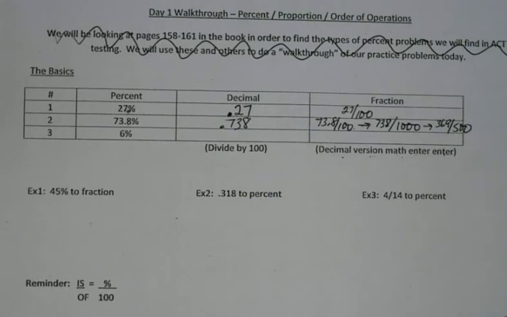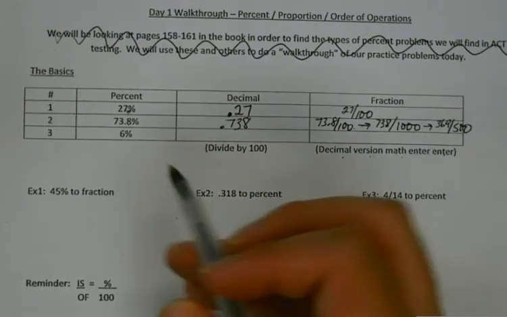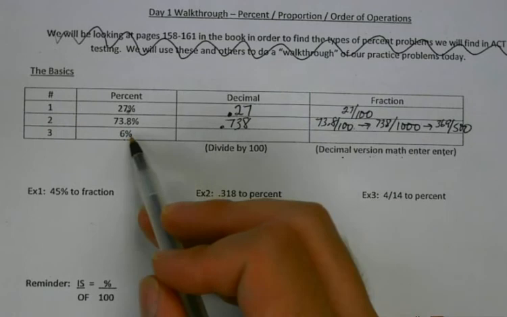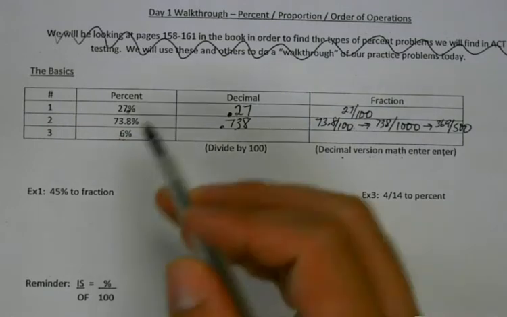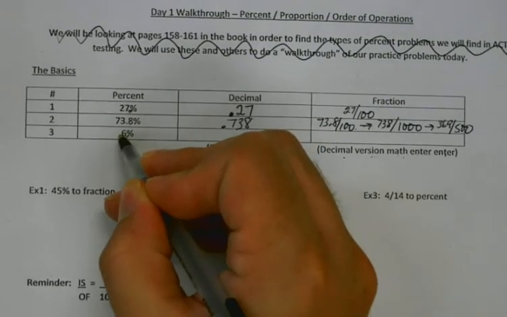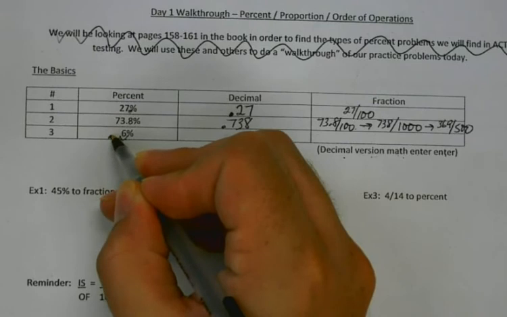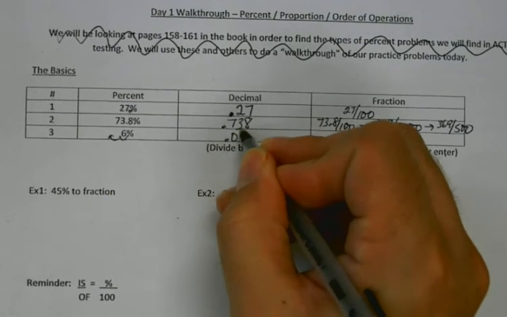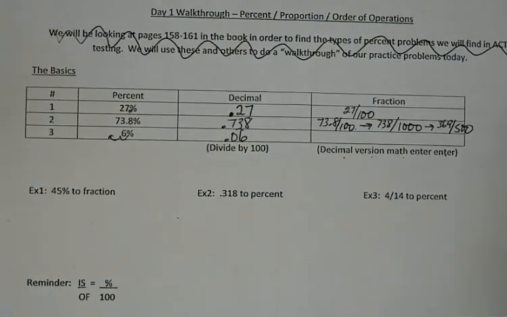And that can help a lot on testing because your answers will always be in their simplest fractions if there is one. Percent to decimal. This is one that always gets people because they want to put 0.6. But that only would be moving 1 decimal place to the left. I want to move 2, so I have to add the 0 in there for 0.06.